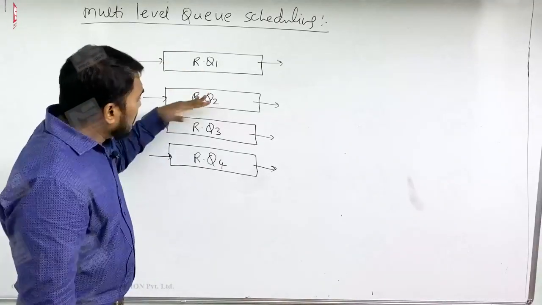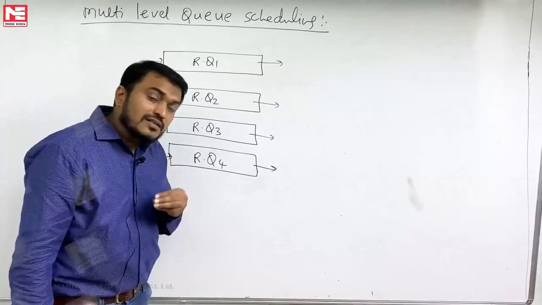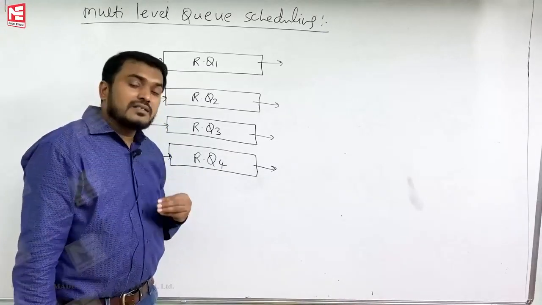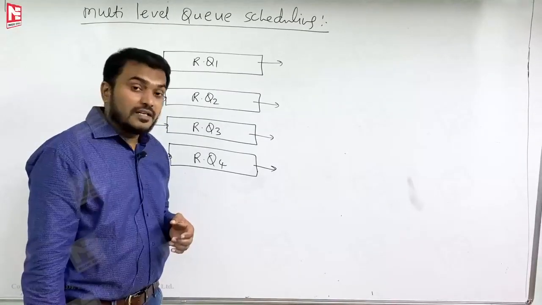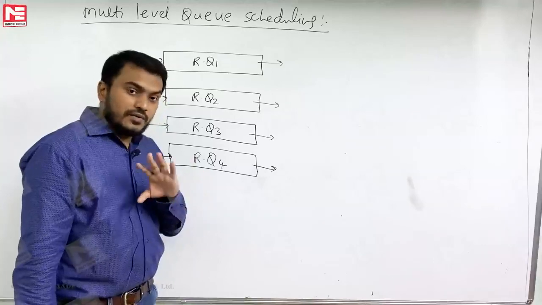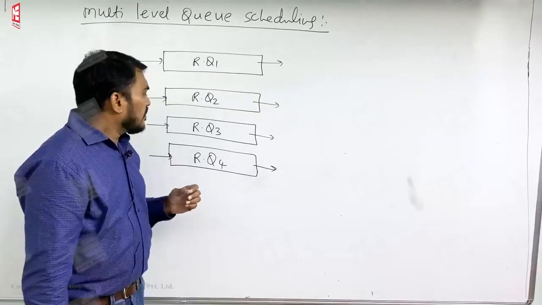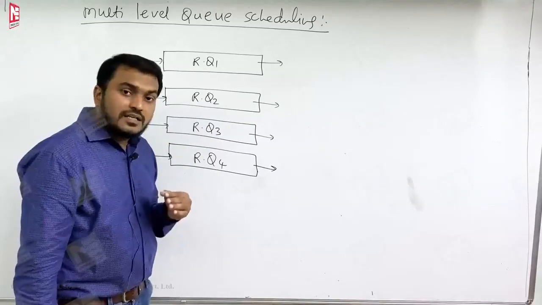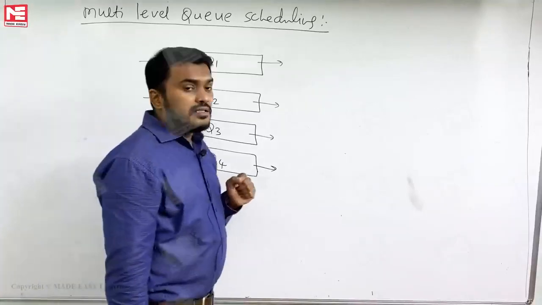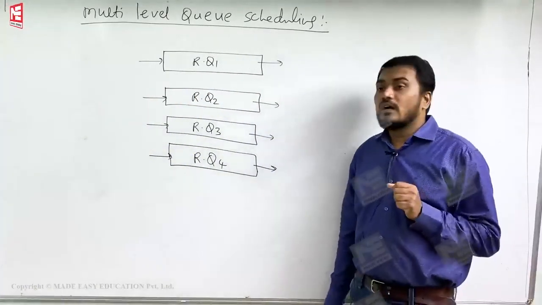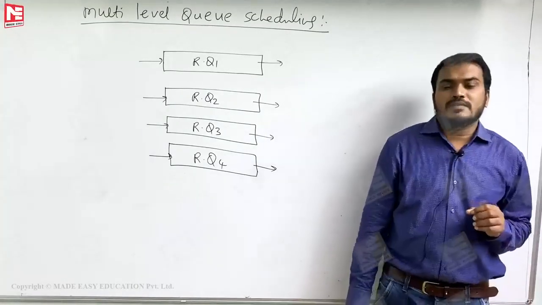Now, when you are having multiple ready states, the first question comes, whenever the process is created, in which ready queue you are going to place it? First listen properly, I will give notes later. No need to copy. I will dictate the notes. Whenever the process is created, in which particular ready queue the process will be placed, remember, that will be decided based on the priority of the process.